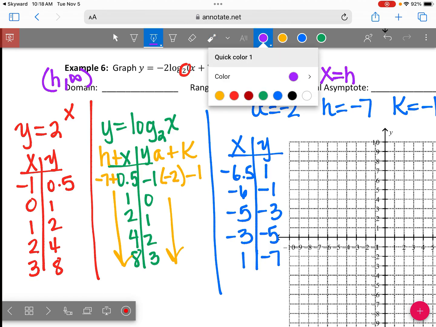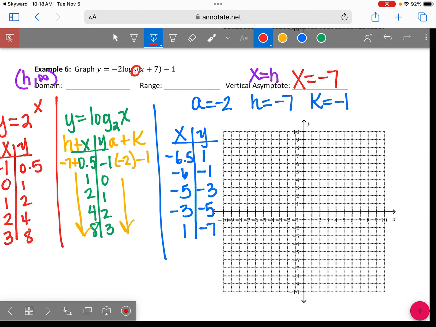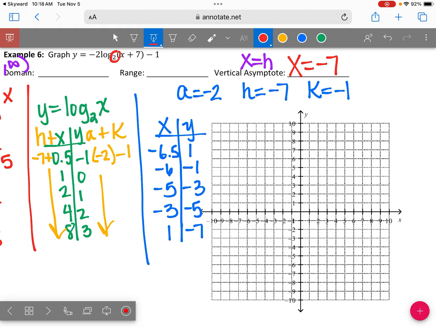So I'm going to graph that. So that would be x equals -7. I'm going to draw it in. I like to draw it in a different color. This is like a wall that the graph cannot go through.